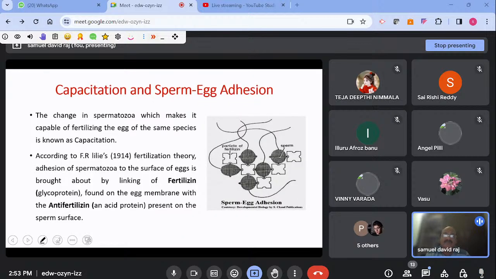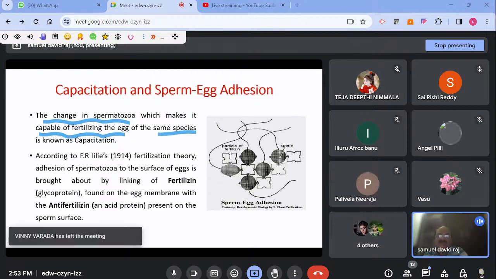And the second step is capacitation and sperm egg adhesion. This is advocated by a scientist called F.R. Lillie by a theory called fertilization theory. You have to remember this. F.R. Lillie's fertilization theory was proposed in 1914. What the scientist says is, the change in spermatozoa which makes it capable of fertilizing the egg of the same species is known as capacitation.